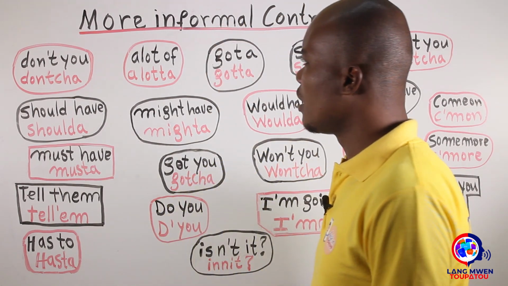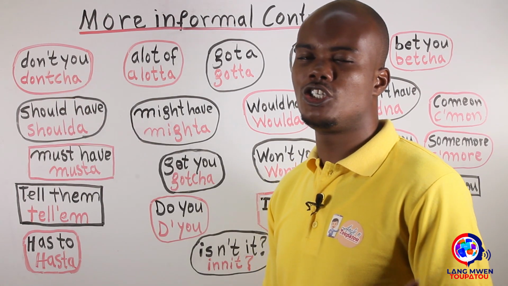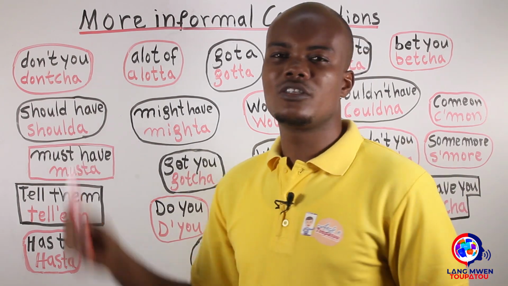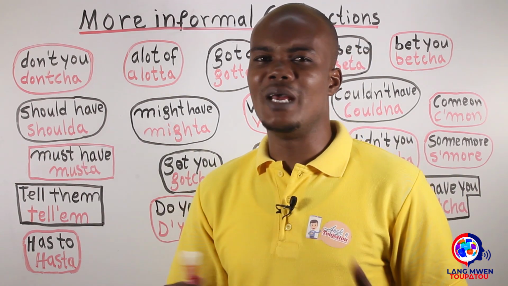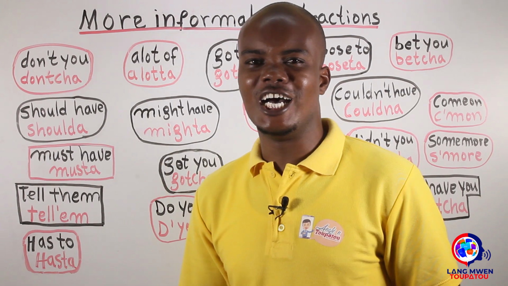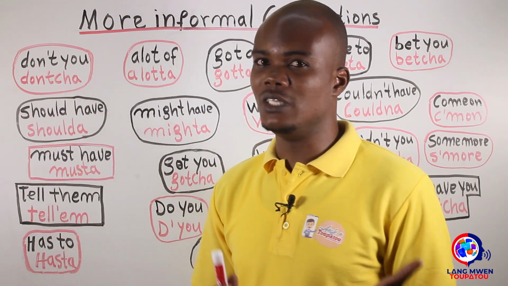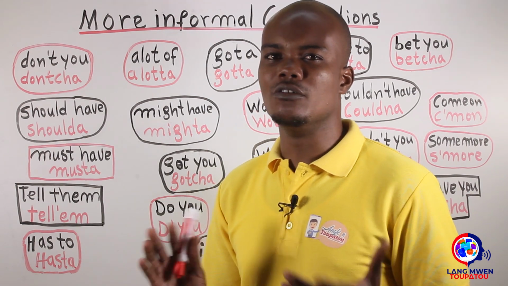So, let's go. Here they say "don't you." When they say "don't you," it is the formal English. But they say "don't ya" when they are speaking English faster. They say "don't ya" informally.